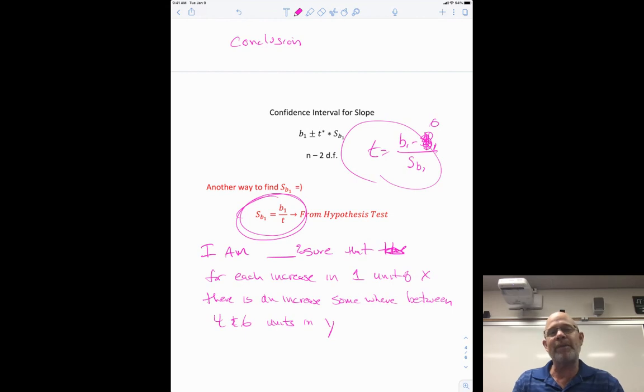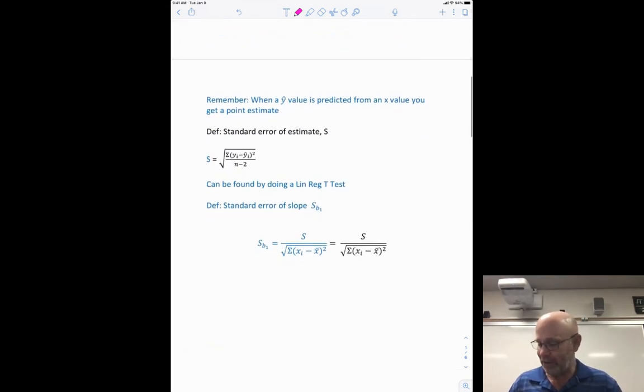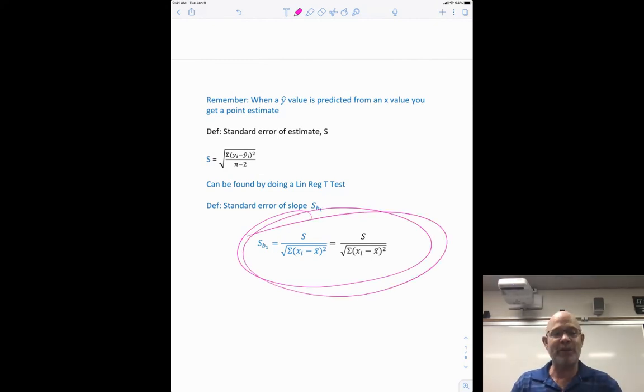You'll see a homework problem where there's a computer printout that helps you with this. So just know that there's a relationship between the standard error of the slope and the test statistic, which is a lot better than having to use this kind of ugly formula right here, right? Never going to have to use that formula. It is on the note sheet, but you're never going to have to use it.